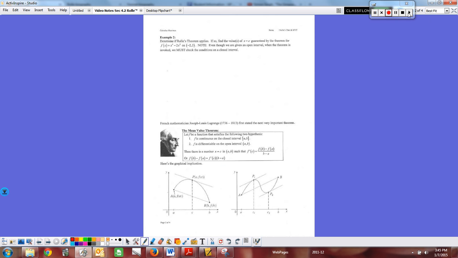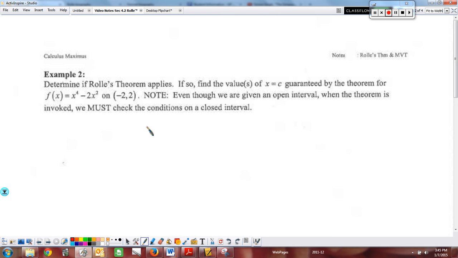All right, let's take a look at example 2. In example 2, we're going to determine if Rolle's theorem applies, which means we're checking those 3 conditions. And then the second part of this, part 2, so this is kind of our part A, and then our second part, part B, is if it does apply, see if you can actually find it.